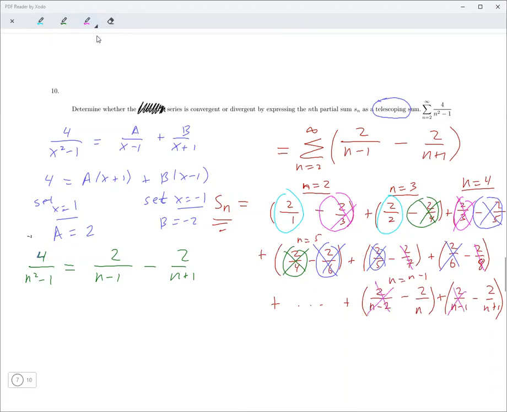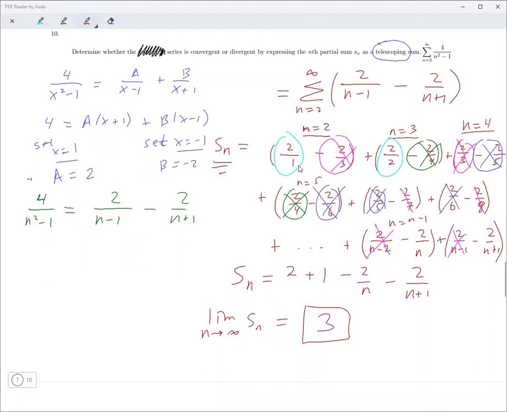So in summary, what you're going to have is your nth partial sum is going to be 2, this is this 2 right here, plus 1, that's 1, minus 2 over n, minus 2 over n plus 1. Okay, and if you take the limit as n goes to infinity of that, you're going to get 3, because those go to 0. Okay, and so your answer is going to be 3 in the end. Okay, any questions about that?